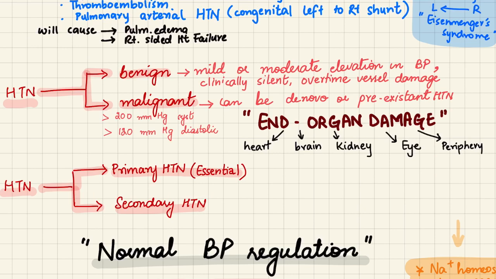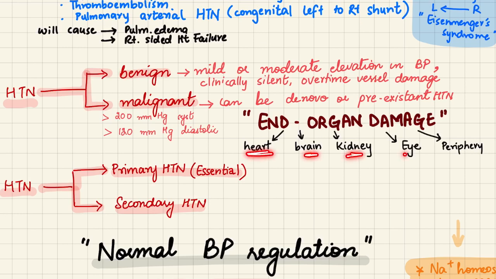Now, what is end organ damage? End organ damage is damage that occurs in the major organs that are fed by the circulatory system due to uncontrolled hypertension. End organ damage also occurs due to other reasons such as shock, but here we'll discuss the end organ damage that is due to hypertension.